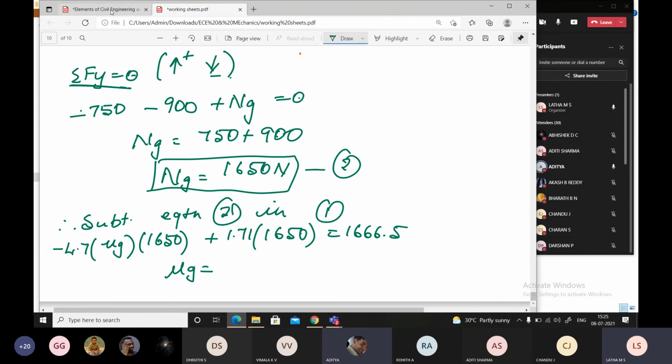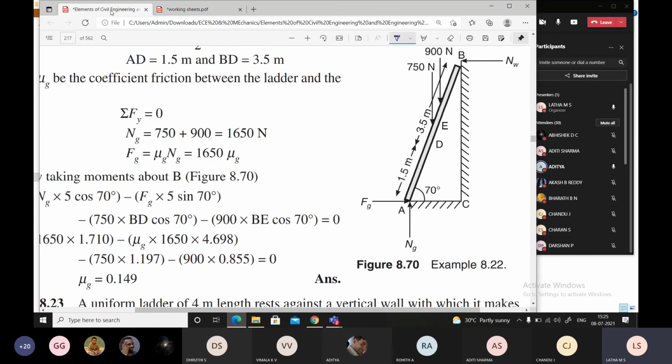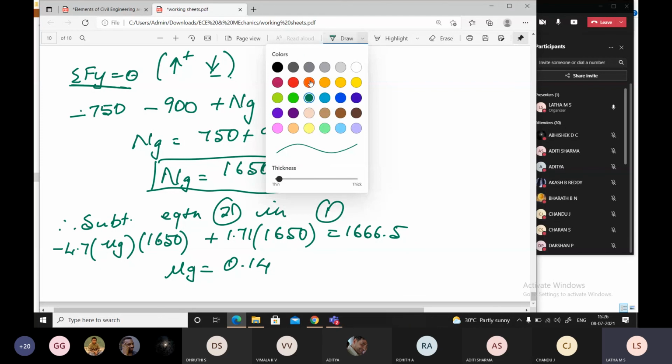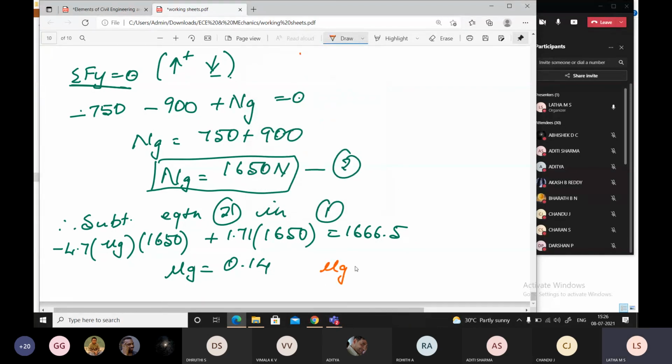Calculate. 0.14. Do you all get 0.14? Everyone? Do you get this as the answer of 0.14? Yes, ma'am. So this is the answer.